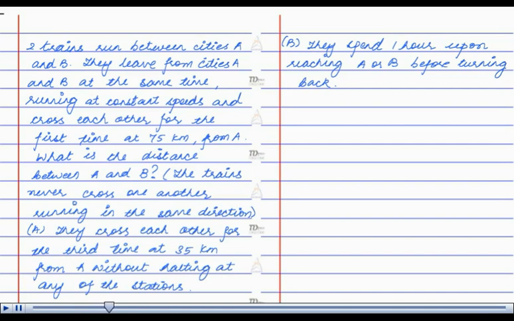The trains never cross one another running in the same direction. Statement A is they cross each other for the third time at 35 kilometers from A without halting at any of these stations. And statement B is they spend 1 hour upon reaching A or B before turning back.